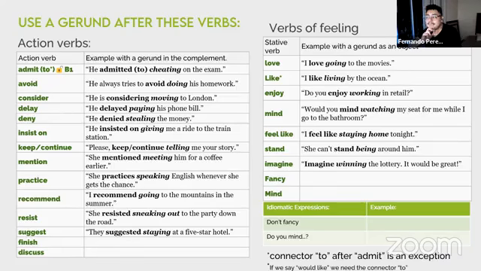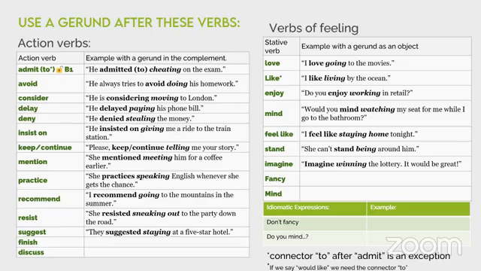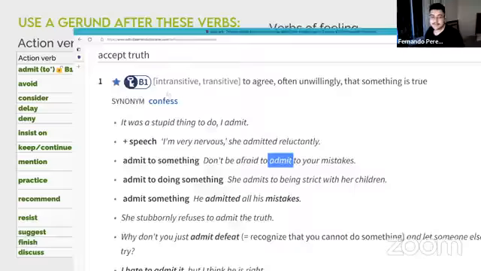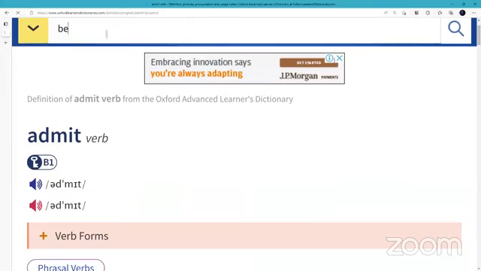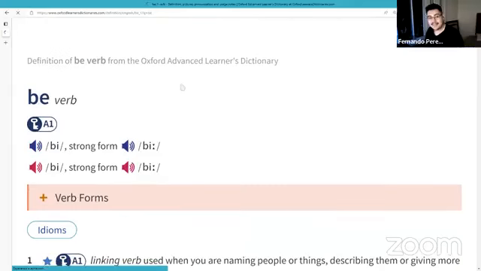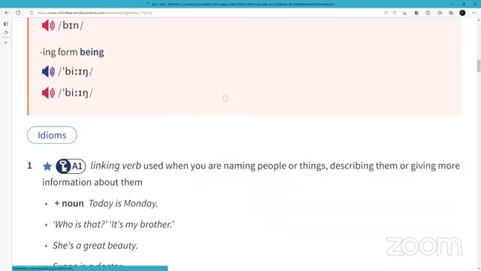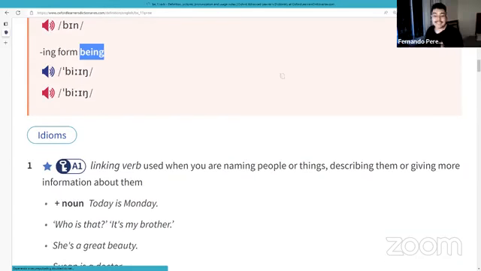What is the ing for was? Guys, any help? What is the ing for was? In present is I am, you are, and he is. In past, I was and you were. In simple form, it's be. What is the ing for be? Being. Exactly. Okay. Being. This is the first time you use this word.